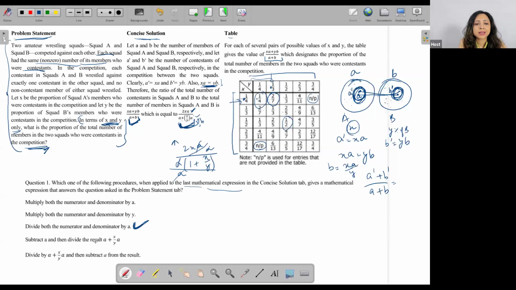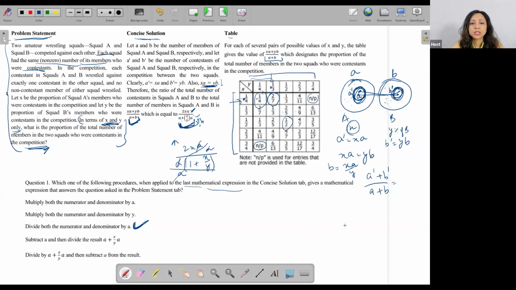Then subtract A and then divide, well, nothing like that, and divide by A, this is also nothing like that, right? But it was a very, very simple step. We just had to take our A common out of it and then cancel out the numerator and denominator, or in other words, divide numerator and denominator both by A. Make sense?